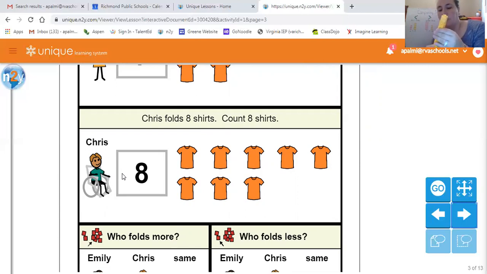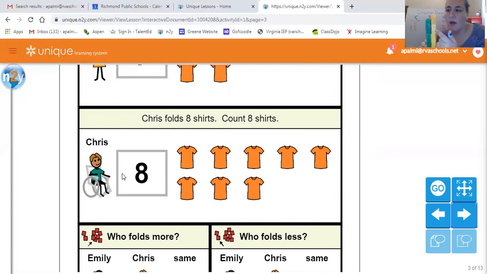There we go. Okay, so I have 8 yellow blocks for my friend Chris, okay? So if I put these two together, I want to make sure I line up the bottom. Can you see who has more? I'm going to move it closer so that you can see. Who has more? Which color is higher?